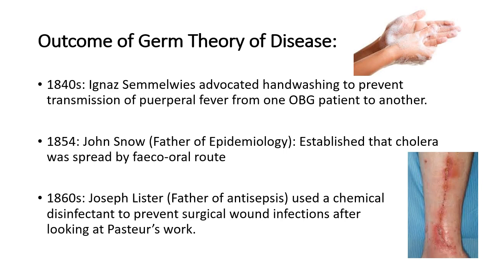John Snow is also called the father of epidemiology, and he established that cholera was spread by fecal-oral route by a wonderful epidemiological study which you can go and read. And that's how we now know that cholera is caused by fecal-oral route and not by miasma. And Joseph Lister is the father of antisepsis. He used a chemical disinfectant to prevent surgical wound infections after looking at Pasteur's work. So people started understanding that there are microbes all over, and we need to prevent their presence to prevent infection.